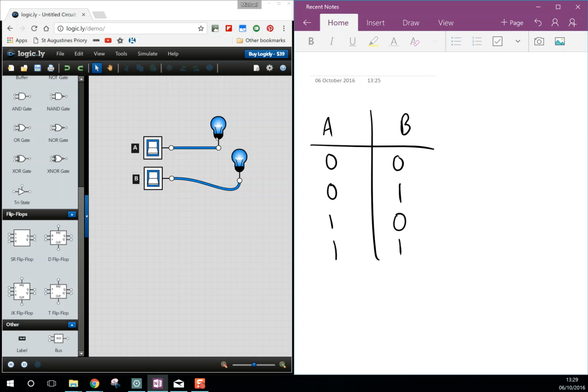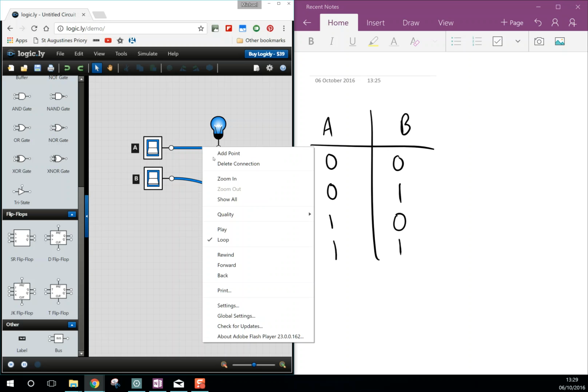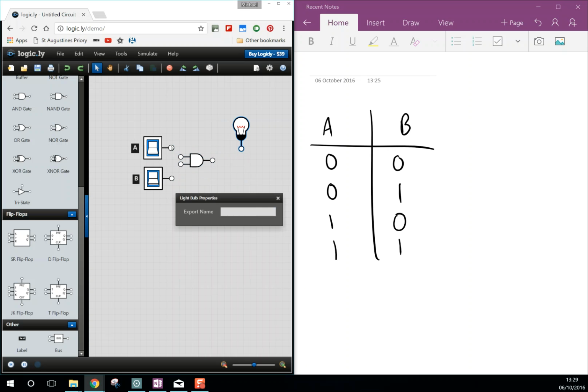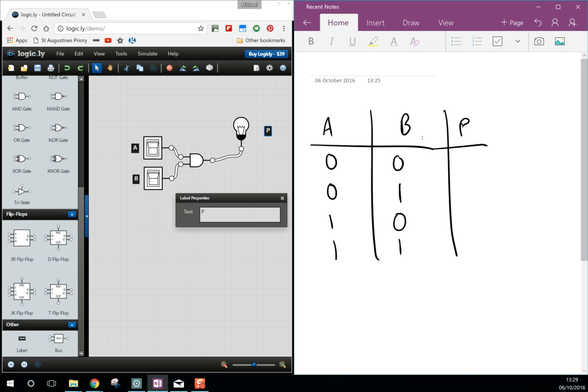Okay, so let's put that into an AND gate. So I'm just going to delete these connections here, and I'm going to get an AND gate, connect these up. So this output now over here we'll call P. Doesn't really matter what you call it, but we're going to call it P. And P now gets added on to my truth table. So let's have a look at the effect changing A and B has on P.